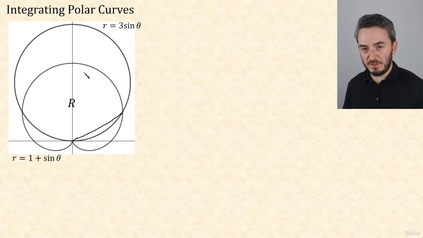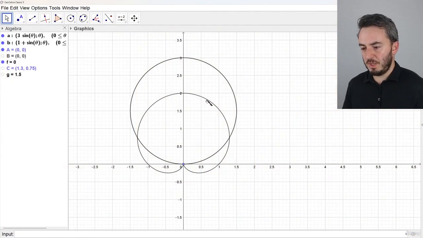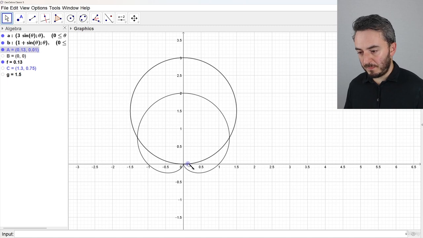If that's not obvious to you, you're not alone. It takes a bit of practice to develop intuitions here. I'm going to jump over to GeoGebra to show you exactly why that's the case. So here in GeoGebra, I've got those two curves. Step one is to use the large curve here, that's the 3 sine theta curve. And when I integrate, it's basically like drawing out and shading in the region up to this point.